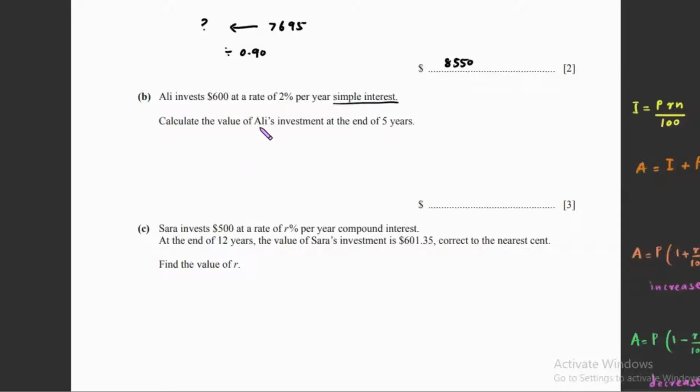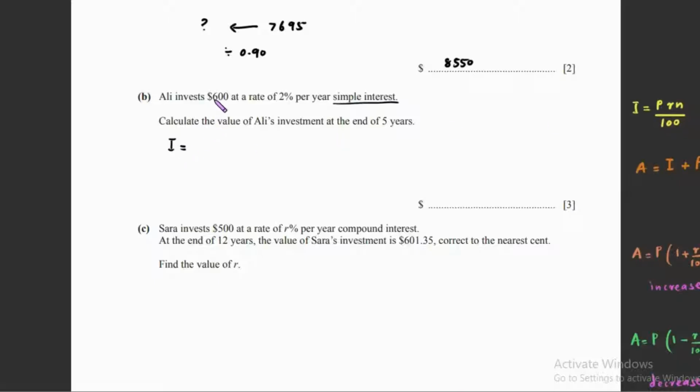Calculate the value of Ali's investment at the end of 5 years, which means the final value, A, is what we are supposed to find. So first, I'm going to calculate the interest. So it's the principal times rate times n divided by 100.